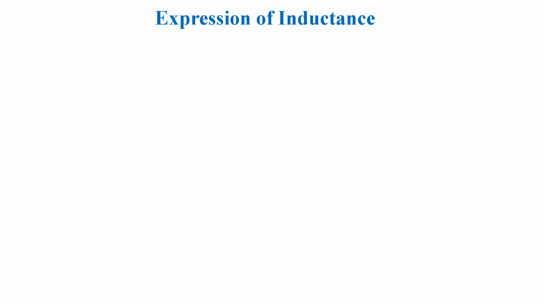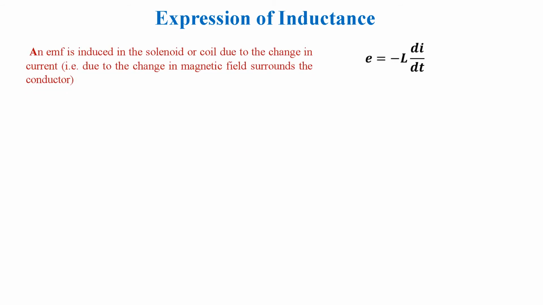Now we want to find out the expression of inductance. This is very basic: EMF is induced in the solenoid or coil due to the change in current, meaning inductance is present if there is a change in current. So we can represent that E is equal to minus L di by dt, because this induced EMF opposes the flow of current. That is why the minus sign is introduced, according to Lenz's law.